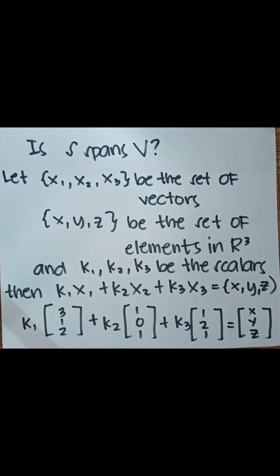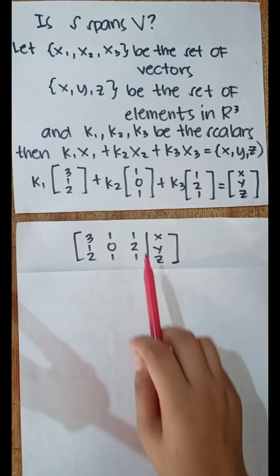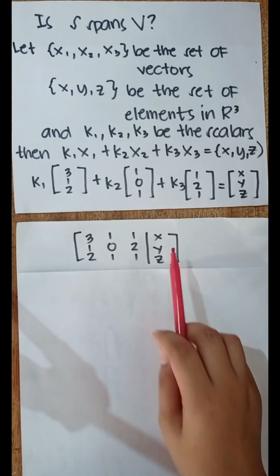So, by substituting the values of x1, x2, and x3, we have k1 (3, 1, 2) plus k2 (1, 0, 1) plus k3 (1, 2, 1) is equal to (x, y, z). By that, we can now form an augmented matrix: 3, 1, 1; 1, 0, 2; 2, 1, 1; and x, y, z.